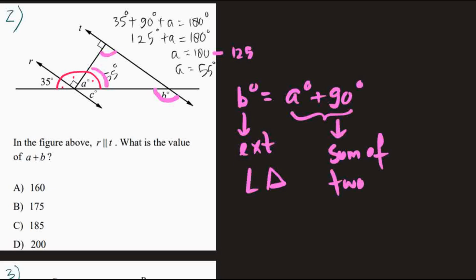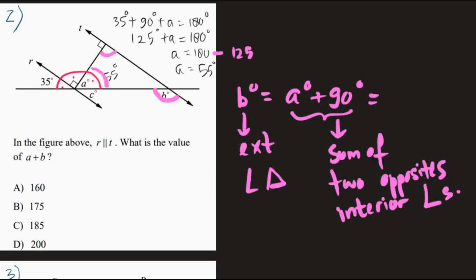two opposite interior angles. So then B is equal to A, which is 55, plus 90, then it's equal to 145. So B is equal to 145 degree. So now B is equal to 145 degree.